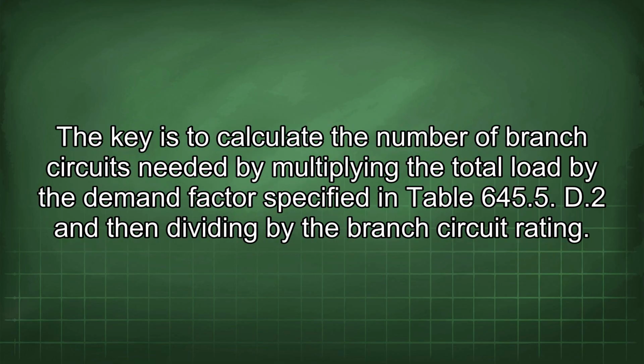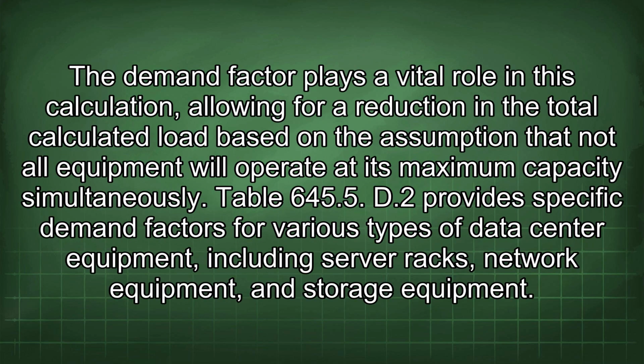The key is to calculate the number of branch circuits needed by multiplying the total load by the demand factor specified in Table 645.5 D2 and then dividing by the branch circuit rating. The demand factor plays a vital role in this calculation, allowing for a reduction in the total calculated load based on the assumption that not all equipment will operate at its maximum capacity simultaneously.